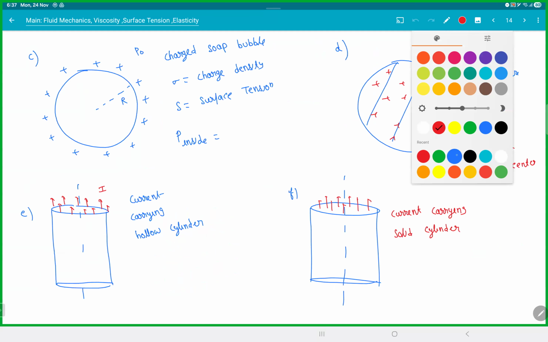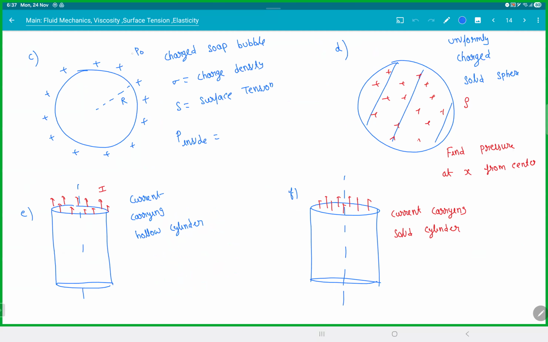Now, same thing, if you continue with the pressure: if you have a charged soap bubble, sigma is the charge density, S is the surface tension, find the pressure inside. Uniformly charged solid sphere, find the pressure inside. Current carrying hollow cylinder, find the magnetic pressure. Current carrying solid cylinder, find the magnetic pressure. So this term pressure in total, it comes in how many chapters? In fluid mechanics, fluid pressure. Then we get it in electrostatics as electrostatic field pressure. Then in magnetism as magnetic field pressure. And then in modern physics as radiation pressure. So in total, you will hear the word pressure 4 times.